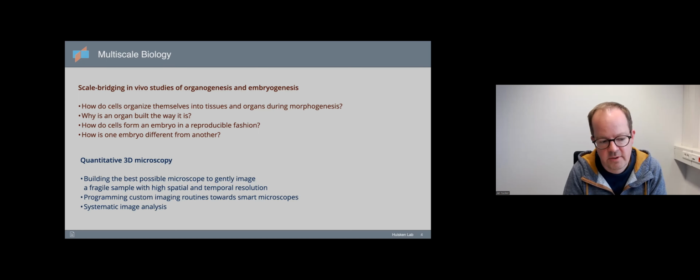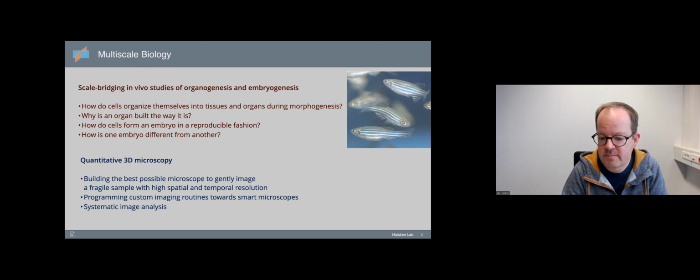So, and then on the microscopy side, as I said, it's mainly the task to build the best possible microscope to gently image a fragile object, which is an embryo in our case. And it's not just about the optics and building the microscope, but it's also a lot about programming the microscopes. And there we're trying to move into more automated microscopy acquisition modes, which we call smart microscopes. The big challenge is to also systematically analyze the images.